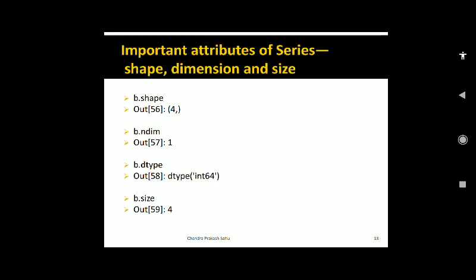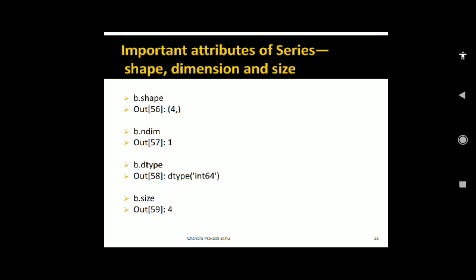There are some important attributes that will be used in series. There are many more methods that we'll learn in next video lectures. The first is how to know the shape of a series. The shape of a series is simply the number of values in the series. So when you write b dot shape, b was the series name, it gives 4 comma, because there were 4 values.